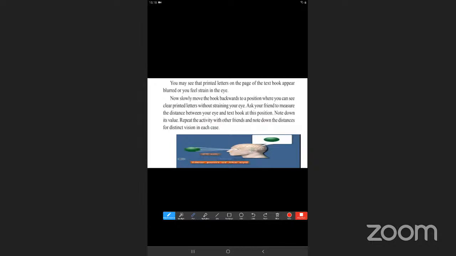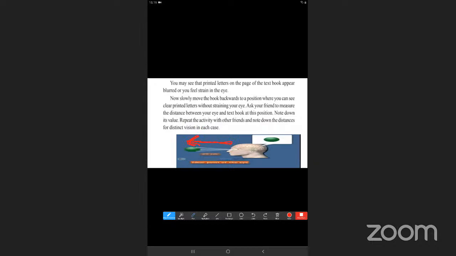So what are we doing here? In the first case, we take the book at a certain distance from our eyes. At that time, we can read the contents very easily. When the book is very close to our eyes, we cannot read the contents, right? Our eyes will feel a strain. Now again, slowly move the book backwards to a position where you can see clear printed letters without straining your eyes. Now ask your friend to measure the distance between your eye and the textbook.